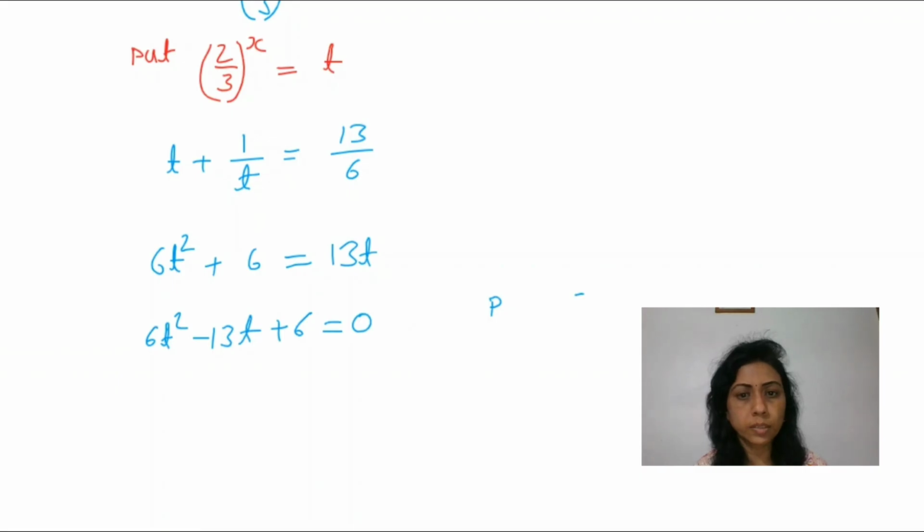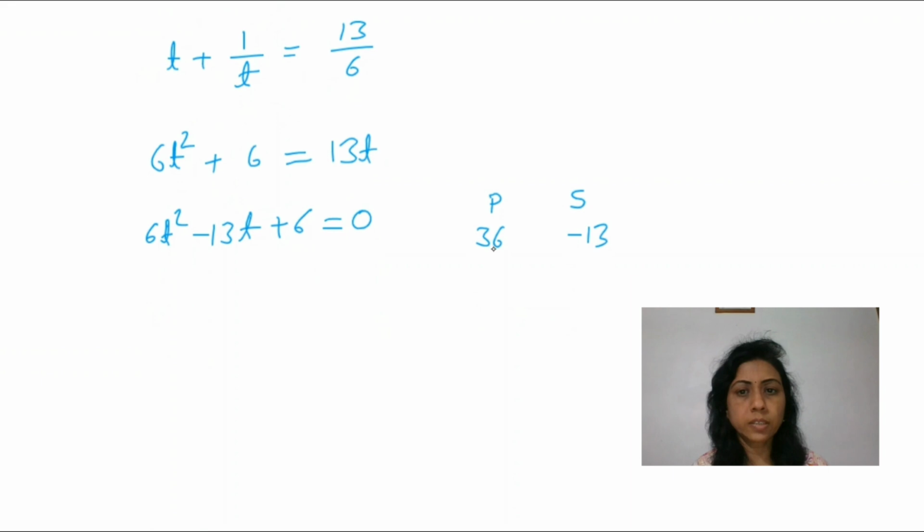So the product is 6 times 6, 36, and the sum is -13. So we have to find two numbers whose product is 36 and sum is -13. So -9 times -4 is 36 and -9 - 4 is -13. First term write as it is, last term write as it is, equal to 0.